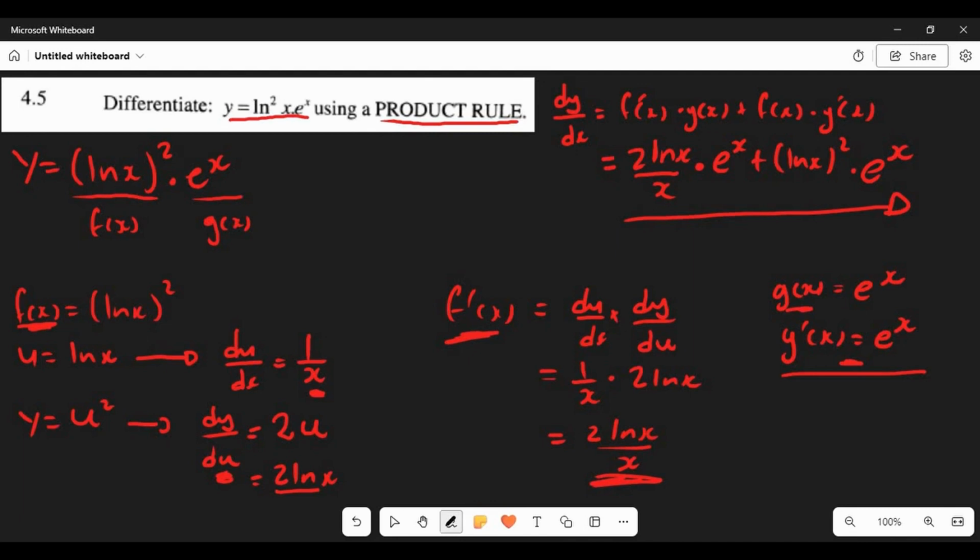Alright guys, this was question 4.5. It was a bit tricky. You needed to know how to differentiate using the product rule. If you didn't know, then this was going to be very tricky on you. And at the same time, you were supposed to differentiate f of x using the chain rule. I've already done a video on the chain rule on this question paper, which is question 4.4.